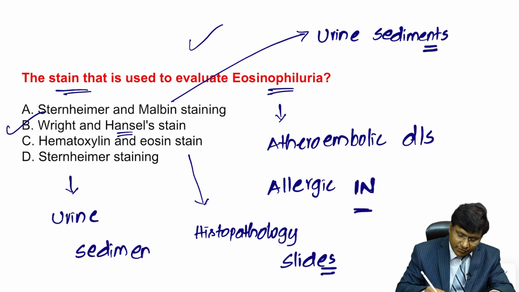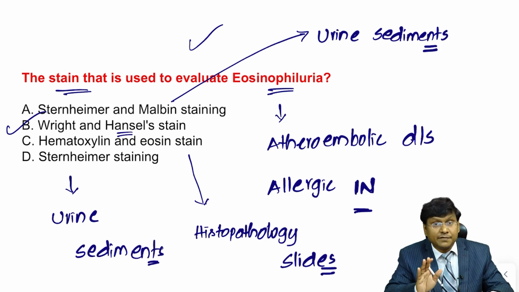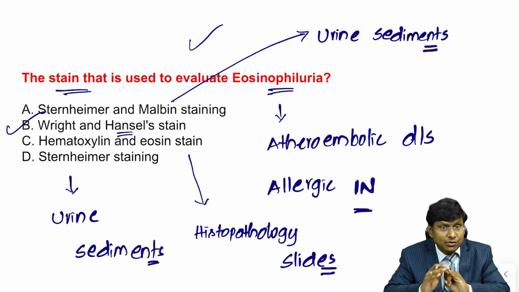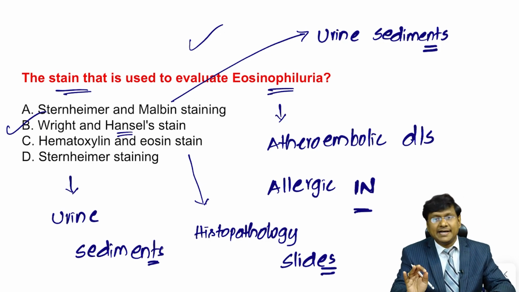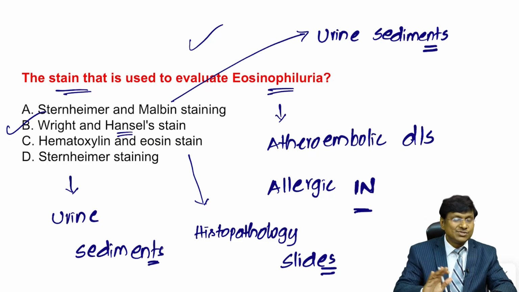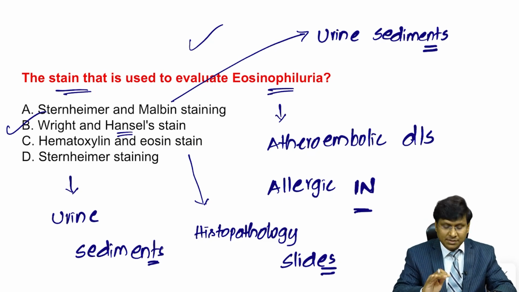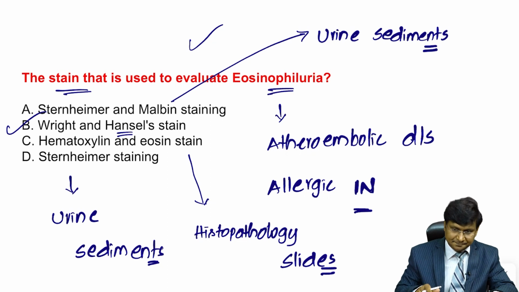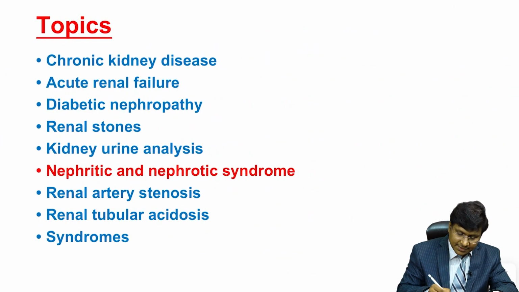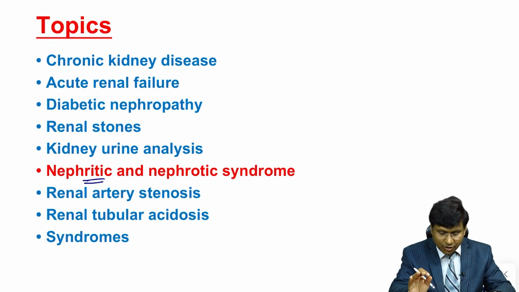So the conditions where you will have the presence of eosinophiluria will be atheroembolic diseases and allergic interstitial nephritis, and the stains are Wright as well as the Hansel stain. Okay, so this is about the questions related to urine analysis. Then the next set of questions will be on the topic of nephritic as well as nephrotic syndrome.